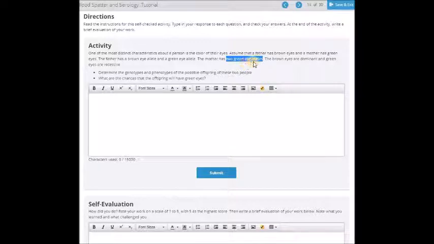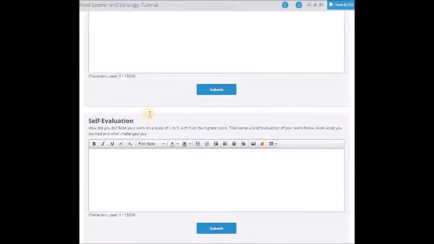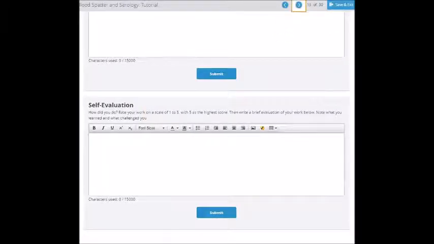She has green eyes. If dad has brown eyes but a hidden green eye trait, and the mom has green eyes, can we predict the outcome of the possible offspring? Okay? And then go ahead and down here and do a self-evaluation.